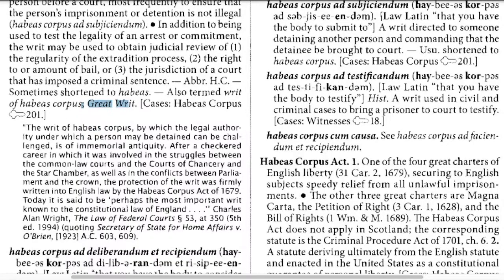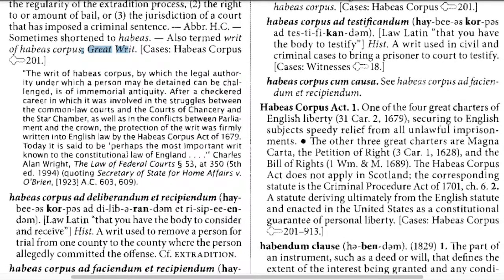So let's see here. Oh boy. So from Black's Law, we have, make sure it's on screen, yes, the writ of habeas corpus, by which the legal authority under which a person may be detained can be challenged, is of immemorial antiquity. After a checkered career in which it was involved in the struggles between the common law courts and the courts of chancery and the Star Chamber, as well as conflicts between Parliament and the Crown, the protection of the writ was firmly written into English law by the Habeas Corpus Act of 1679. Today, it is said to be perhaps the most important writ known to the constitutional land of England. Charles Allen Wright, The Law of Federal Courts, that's where that's from.